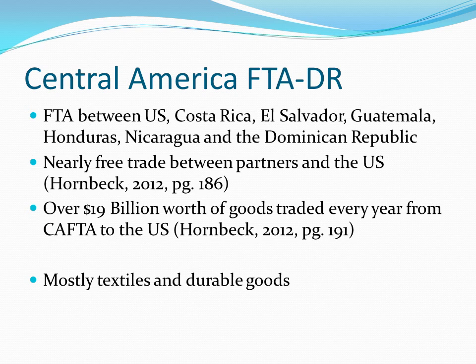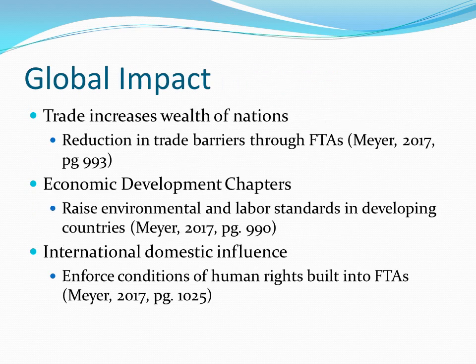Next, we have the Central America Free Trade Agreement, including the Dominican Republic. It's a free trade agreement between the United States, Costa Rica, El Salvador, Guatemala, Honduras, Nicaragua, and the Dominican Republic. It establishes nearly free trade between the partners and the United States, and over $19 billion worth of goods are traded every year from the CAFTA partners to the United States. Unlike NAFTA, this is mostly textiles and some durable goods as far as the imports, and of course we do export quite a bit of agriculture to them, but that's the nature of this agreement.